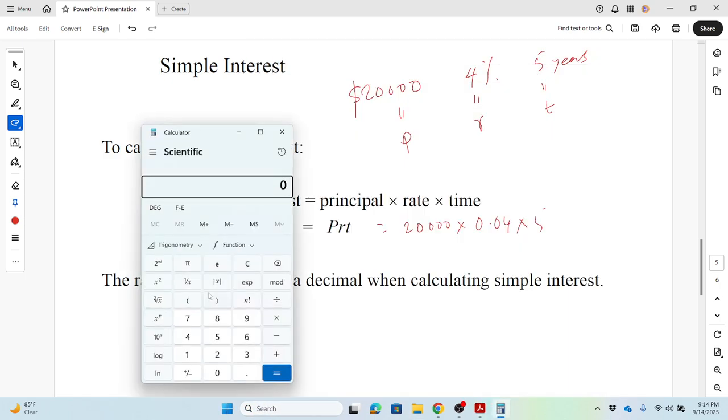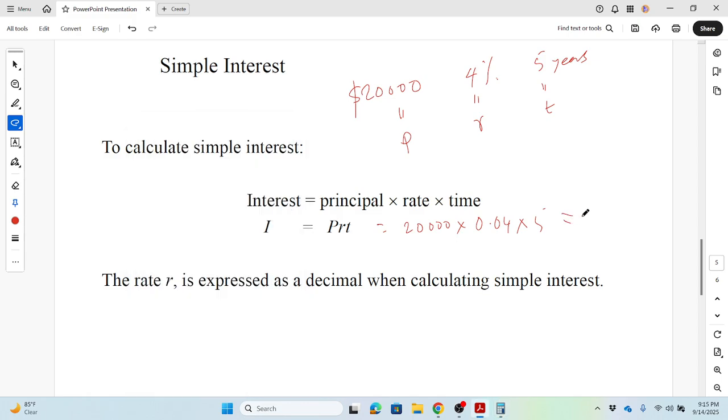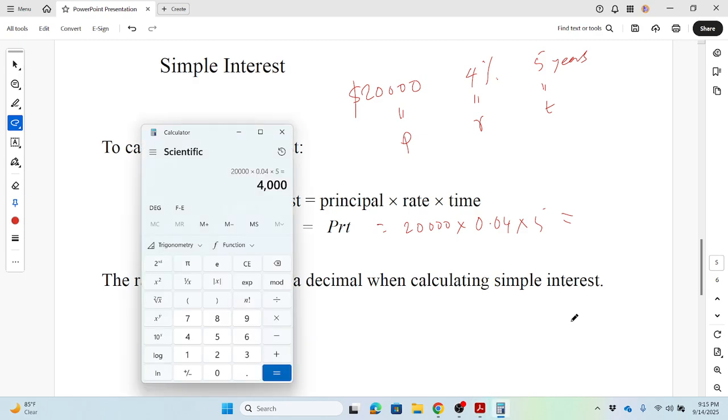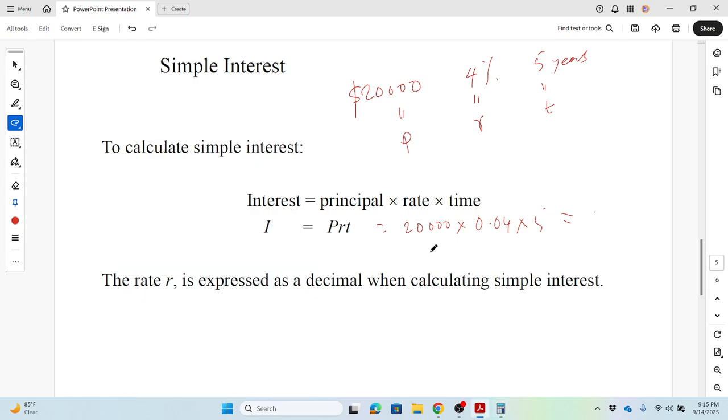If I just multiply 20,000 times 4%, which is 0.04, times 5, that is the interest earned by that 20,000, which is, as you can see here, 4,000. So if you invest that money for 5 years, you are going to get 4,000 interest, and that's called simple interest.